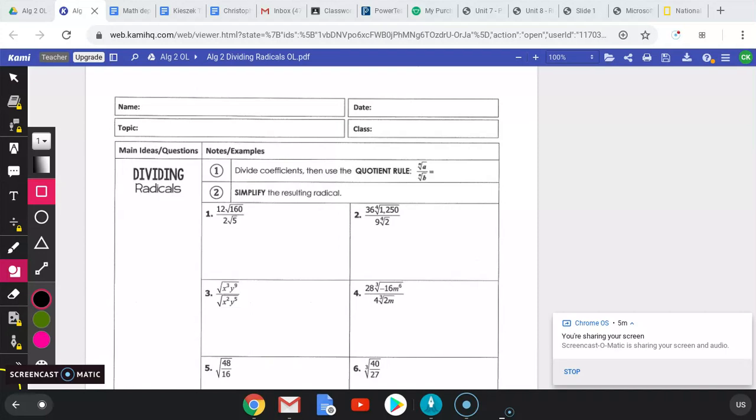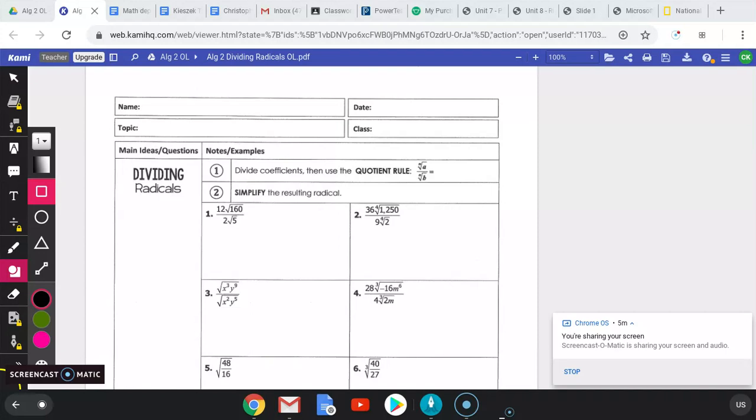So what we looked at last time was adding and subtracting and multiplying radicals. Well, now we're going to divide them, and this is something again that you'll be seeing next year in geometry. But how you divide radicals is how it says there. You can divide the coefficients, so whatever numbers are in front of the symbol, and then use this quotient rule.